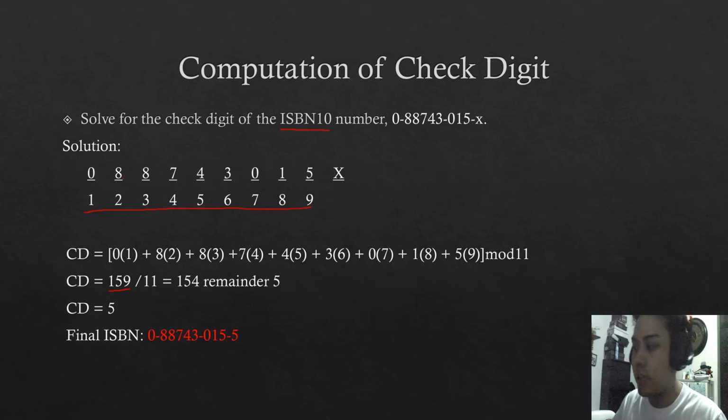So since we're asked to apply the modulo operator, what's gonna happen is that we're gonna divide 159 by 11 and take the remainder. The answer for that is 154 remainder 5. Now in ISBN 10, the remainder when divided by 11 is already the check digit. Okay, so to complete the number, we have 088743015, and the check digit is 5.